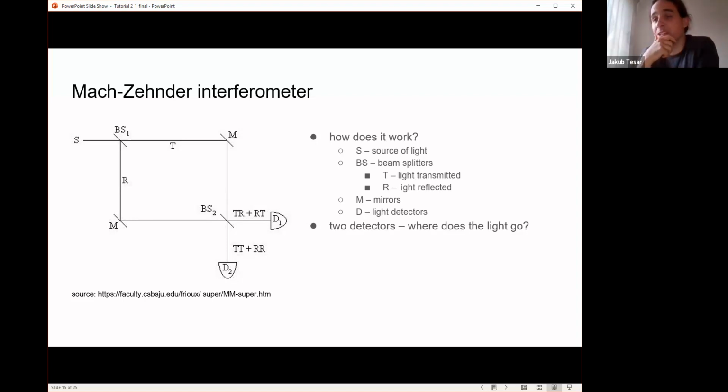We have two detectors, one source of light, and it goes through the mechanism. What I should stress, what is important, is that the path along the upper branch of the experiment and the path along the lower branch of the experiment is the same. That's important for the result. Any ideas?